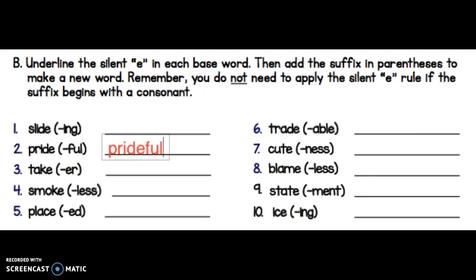Now it's your turn. See if you can remember the silent E rule for suffixes for each one of the words provided. I'll go through and read them with you. Take, taker. Smoke, less, smokeless. Placed, placed. Tradable, cuteness. Blameless, statement, icing. Go ahead and pause the video and do this part of your paper.